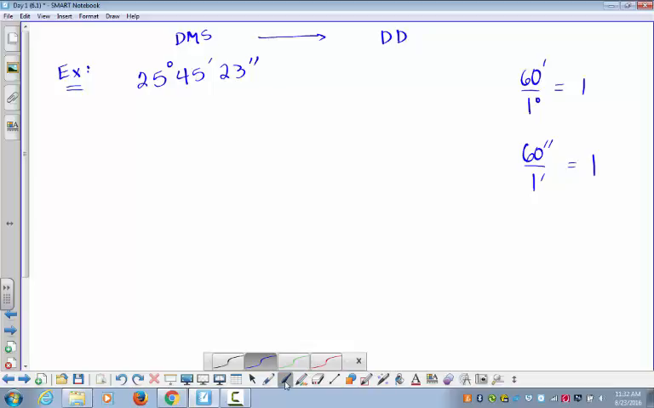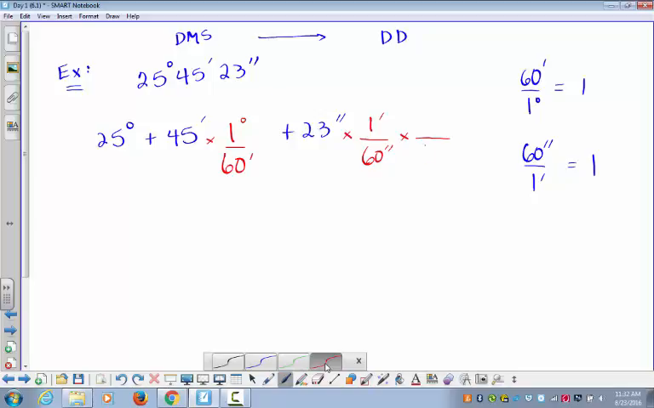All right, so let's blow this out. We're going to think of this as 25 degrees plus 45 minutes plus 23 seconds. We need to toss in some conversion factors. We want the minutes to go away, so we want degrees on top. Similarly, over here, we want seconds in the denominator so that they cancel. Now we got to keep on doing that. And we end up with this. Does that look good to everybody?